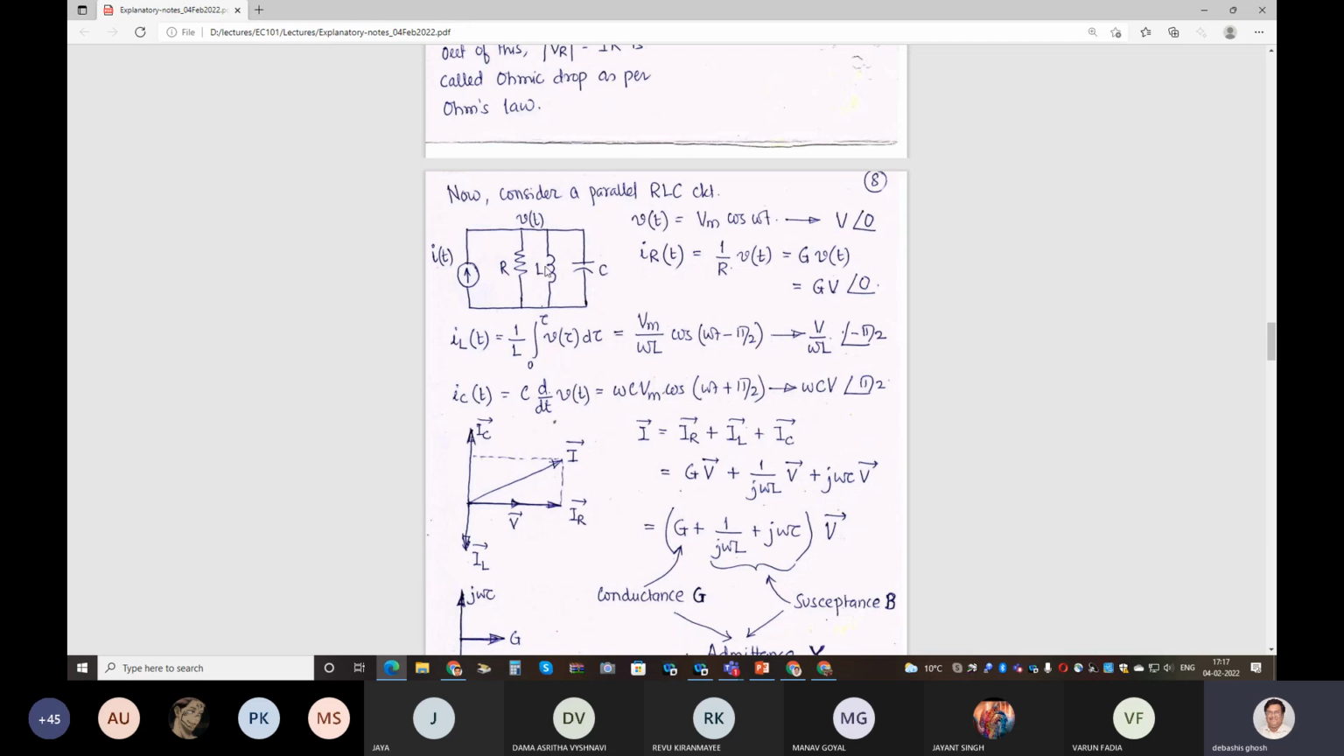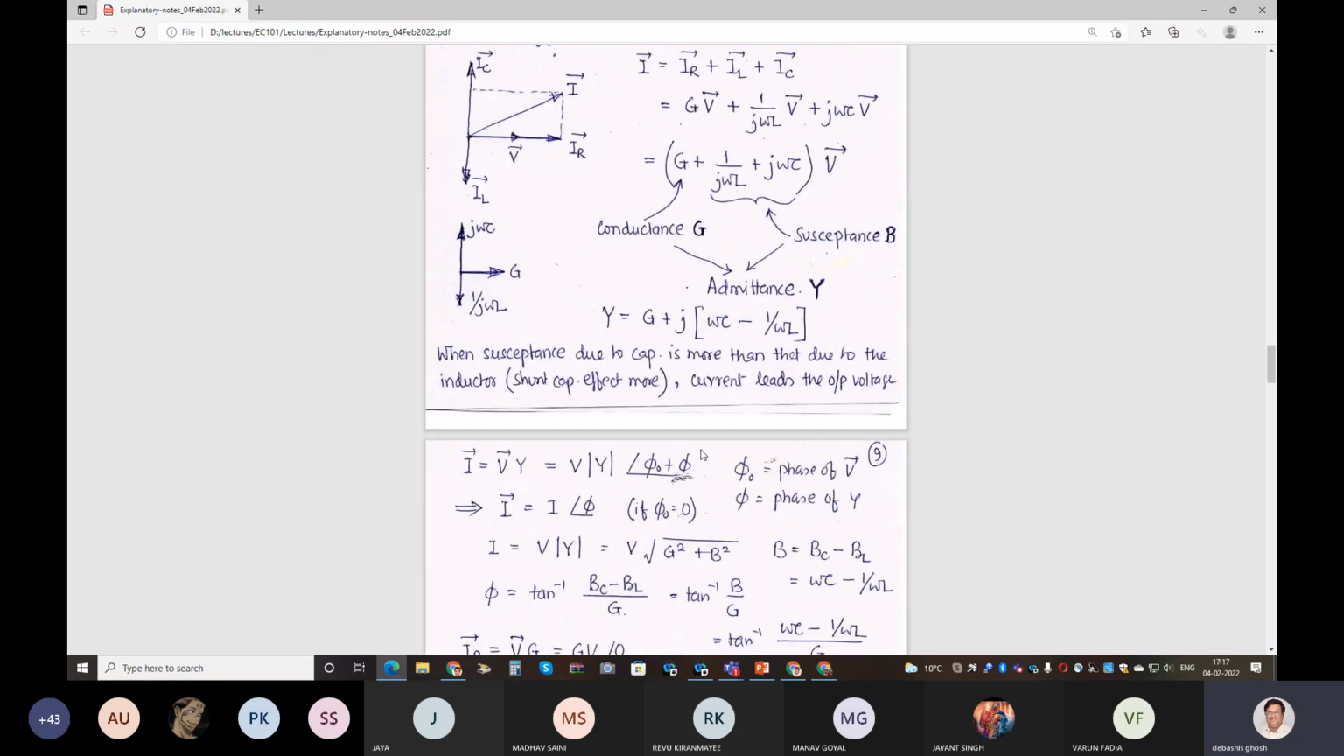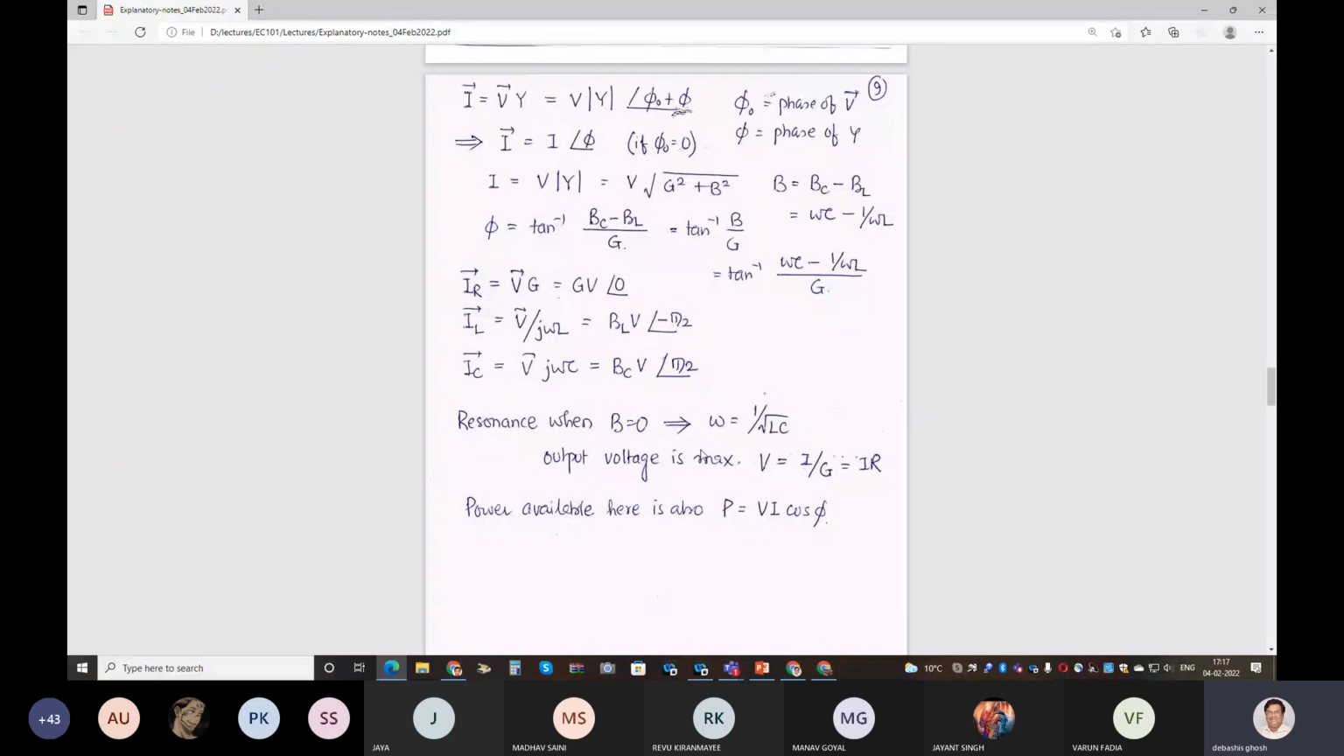Nothing means open, so you only have this R. So your V will be equal to I into R. Or in other words, since I is constant, V shall be adjusted such that V by R is equal to your constant I. So that is what we were discussing in the last class.